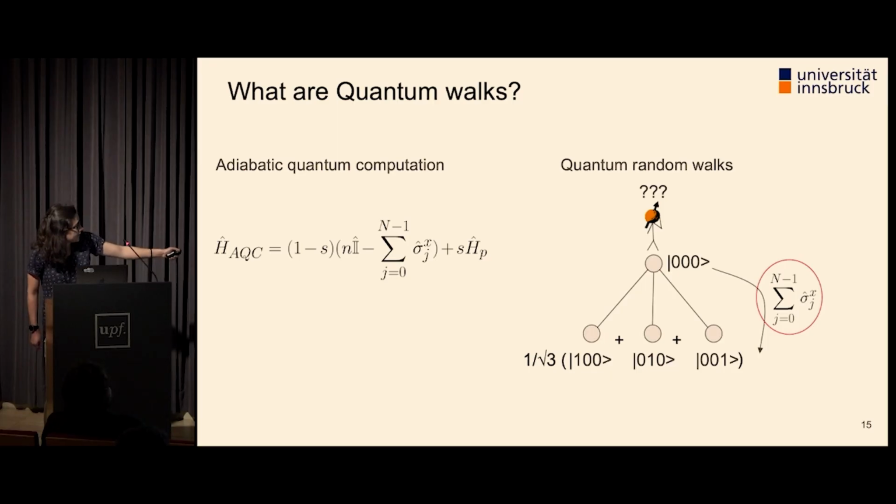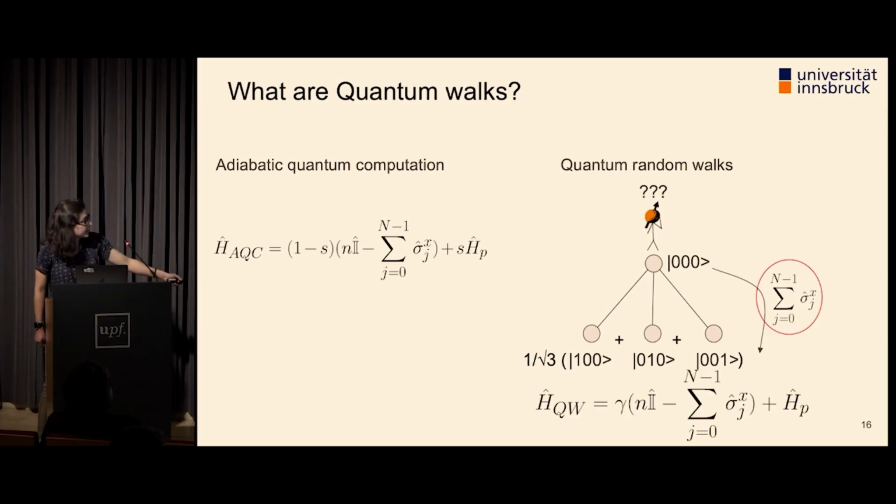If we compare the Hamiltonian of adiabatic quantum computation to that of a quantum walk, we can see that they are actually very similar. In both cases we have our initial Hamiltonian and our problem Hamiltonian. The difference is that in adiabatic quantum computation, we have this s here, this schedule term, which starts off at 0 and then slowly varies towards 1, so that we end up in the ground state of our problem Hamiltonian. On the other hand, for the quantum walk, we have this time-independent term gamma here, which instead of varying, we set at a specific point, which will optimize the success probability of our quantum walk.